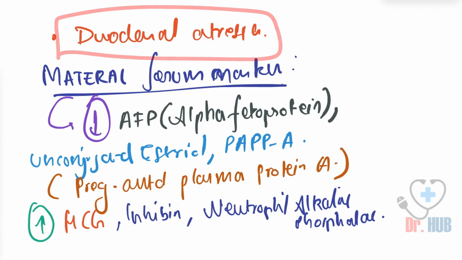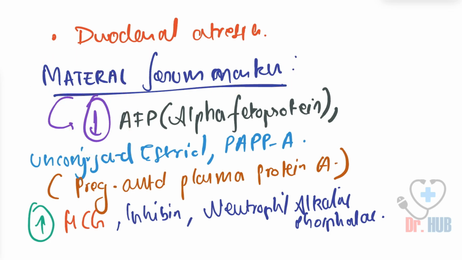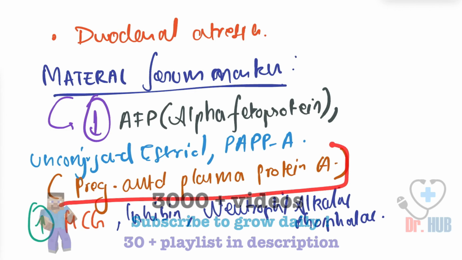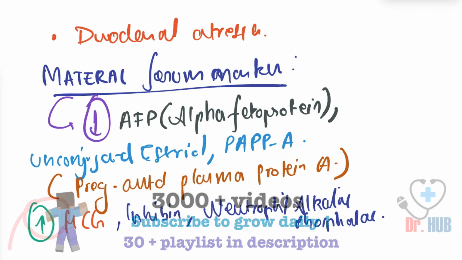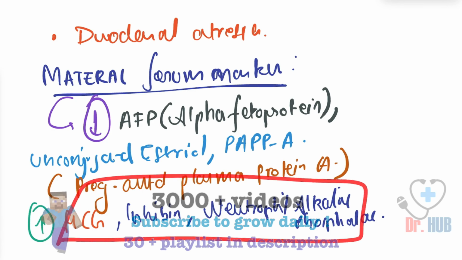Just to recap, besides the USG findings, there's also duodenal atresia. Among the maternal serum markers, some things decrease and some increase. Decreased are the AFP, alpha fetoprotein, unconjugated estriol, and the PAPPA, pregnancy associated plasma protein A. Increased are the HCG, inhibin, and neutrophil alkaline phosphatase.